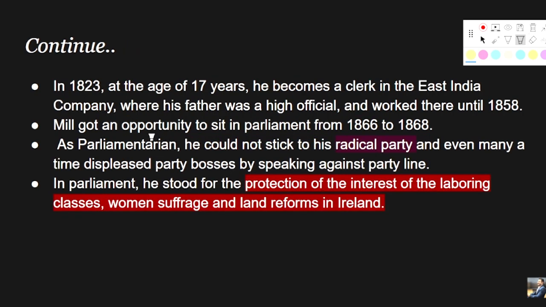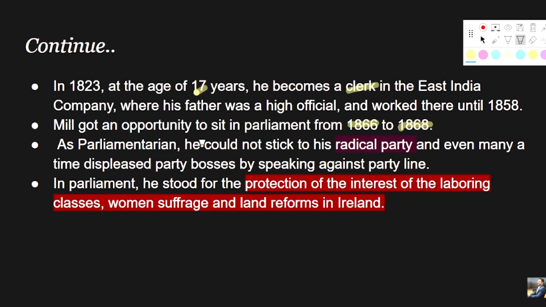So in 1823, at the age of 17 years, he became a clerk in the East India Company, where his father was a high official, and worked there until 1858. Mill got an opportunity to sit in Parliament from 1866 to 1868, right? And since he got an opportunity to sit in Parliament, he propounded very important ideas on liberty, the freedom of speech and expression, the right to vote for women, and so on.